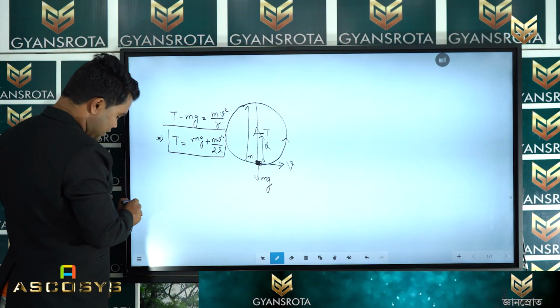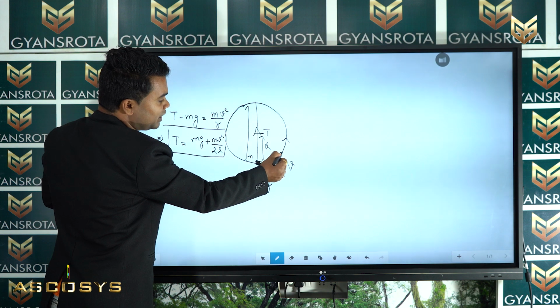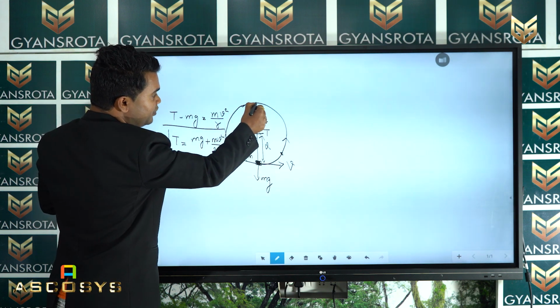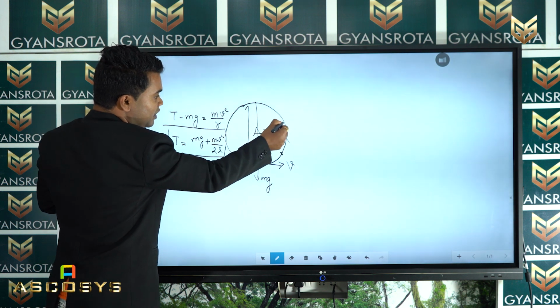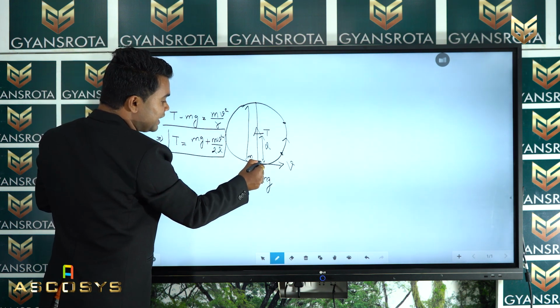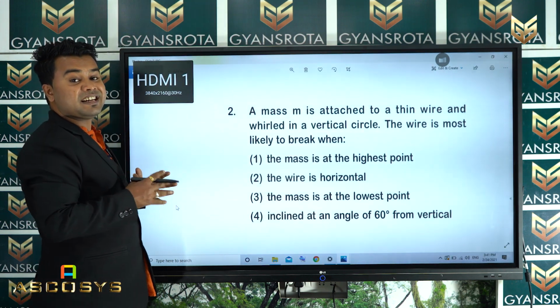So let us see at which point. At this point, if you take it here, this tension force will be less. Now if you take here, it is 0. If you take here, it will be again less. It will be maximum only at this point of the circle. The mass is at the highest point.